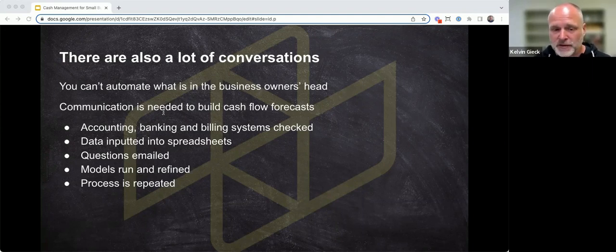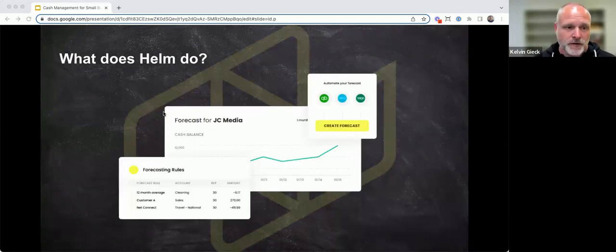It requires checking a lot of different systems. It requires inputting data into spreadsheets, emailing questions to different people, running models again after answers are received to those questions, and then repeating that over and over and over again. And that essentially takes a lot of time. So of course, that's essentially why we built Helm. Those are all the pain points that we started out with.